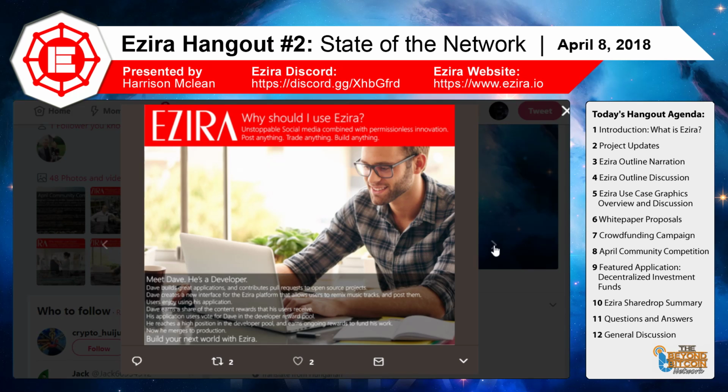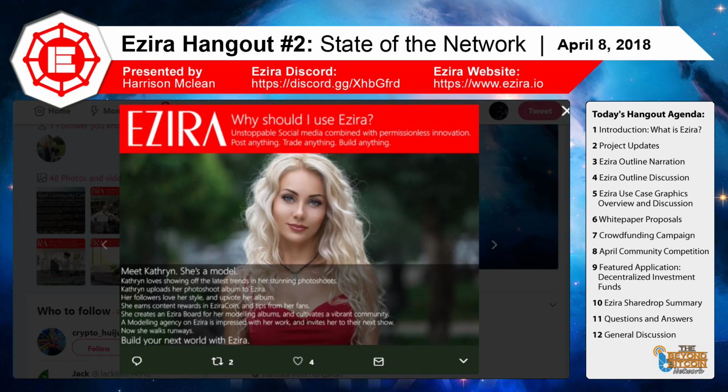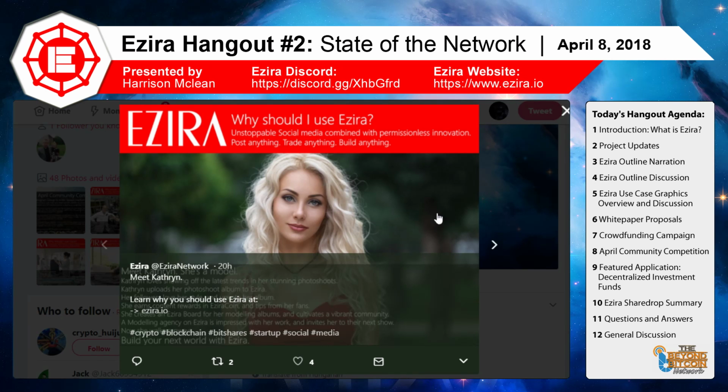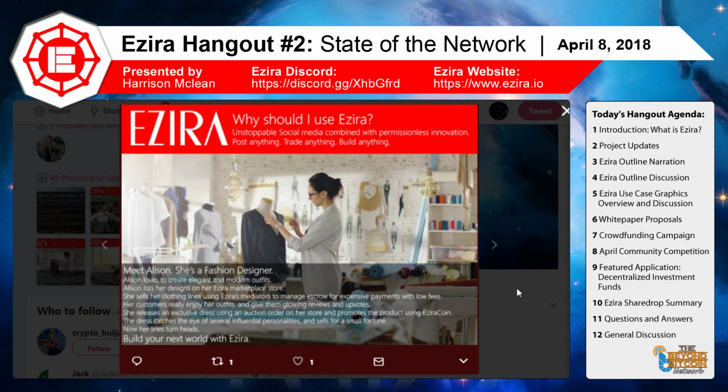So going on to the next graphic here is the use case of a fashion designer. There are 2 based on the fashion industry, which I think is definitely ripe for innovation in the way it distributes media. So again, in this graphic, meet Alison. She's a fashion designer. Alison loves to create elegant and modern outfits.